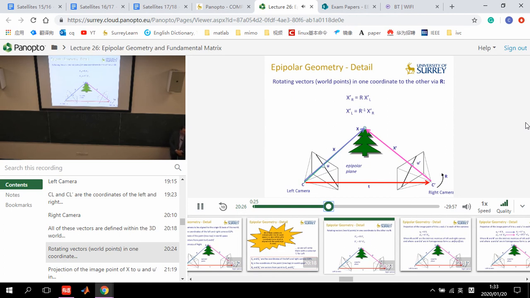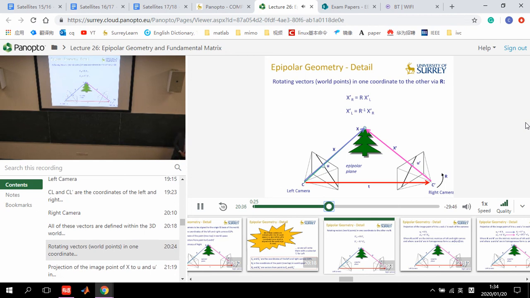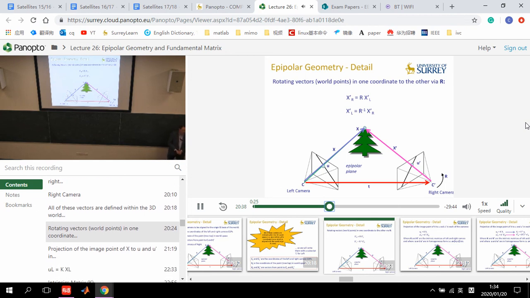So let's talk about some simple rearrangements we can make to start reasoning about these quantities with respect to one another. The first thing we can see is that if I want to talk about points that are oriented to the coordinate system of the right-hand camera, then that coordinate system is defined by R.